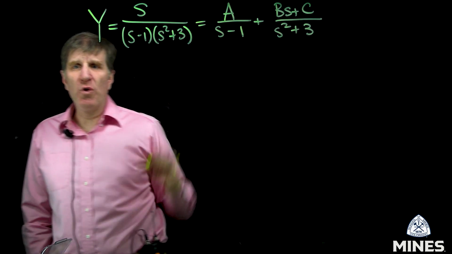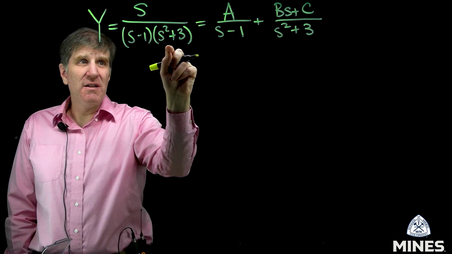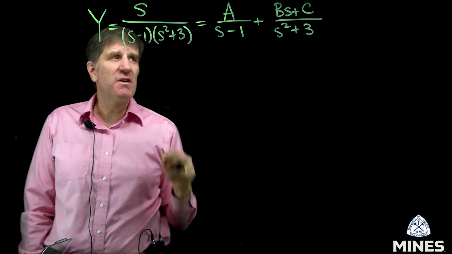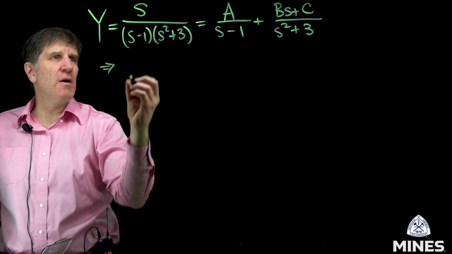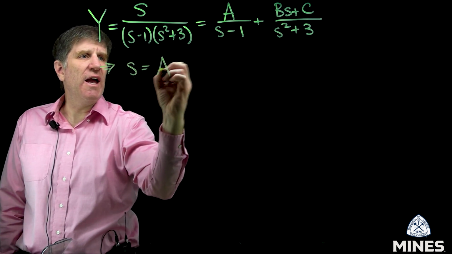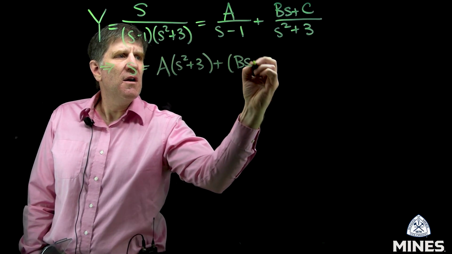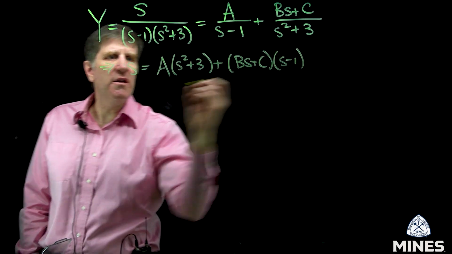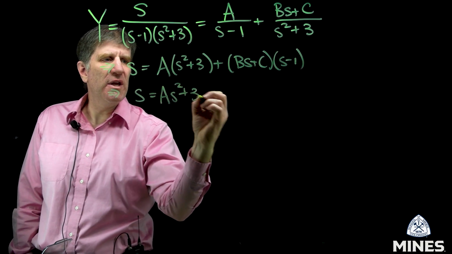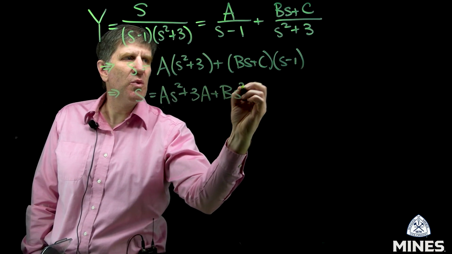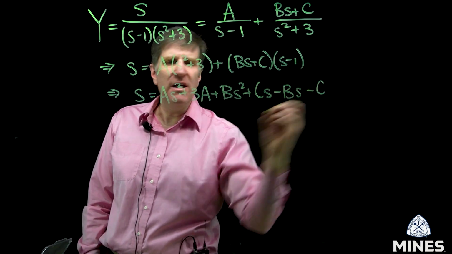So this is the right form for the decomposition. This is an irreducible quadratic factor in the denominator, so that requires a bs plus c in the numerator here. Let's multiply through by the common denominator. So I have s equals a times s squared plus 3 plus bs plus c times s minus 1. So s equals as squared plus 3a plus bs squared plus cs minus bs minus c.